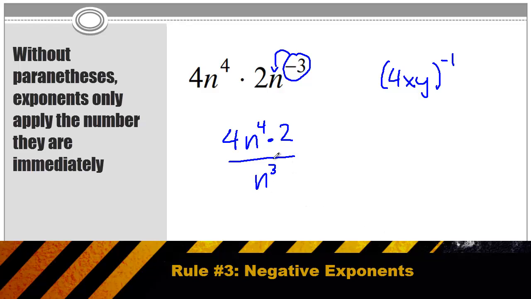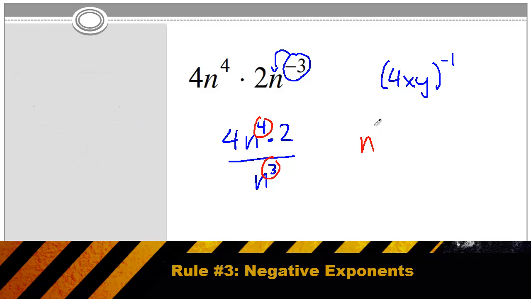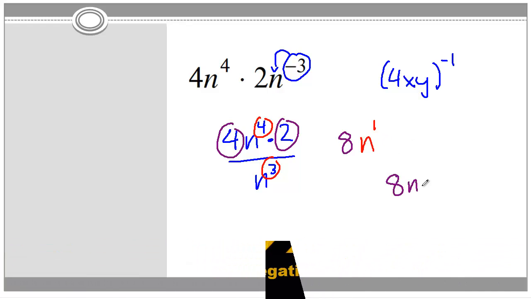Now, because I'm dividing exponents, I'm going to subtract the bottom from the top, leaving me an n to the 1 on top. My 4 and my 2, I just multiply those as regular whole numbers. So I get 4 times 2, which is 8, so my final answer is 8 times n to the 1, or I could just write that as 8n.